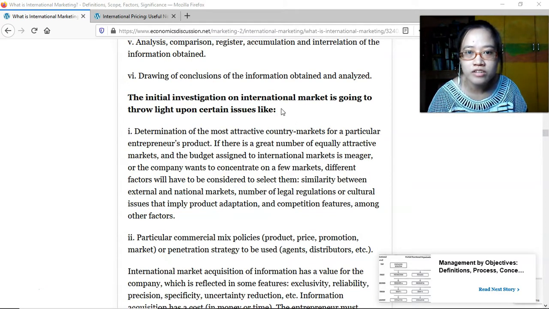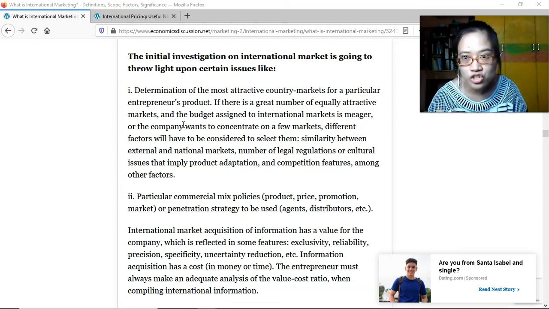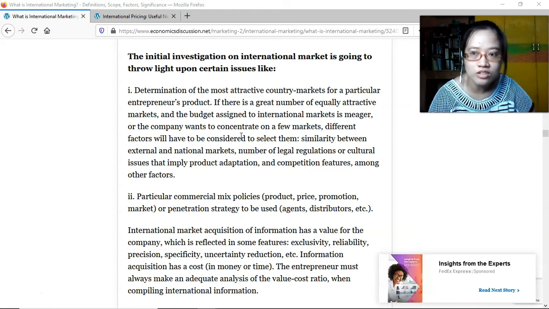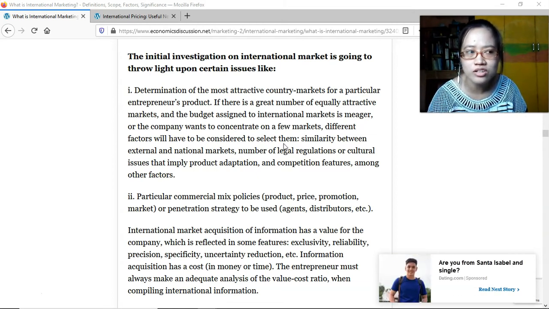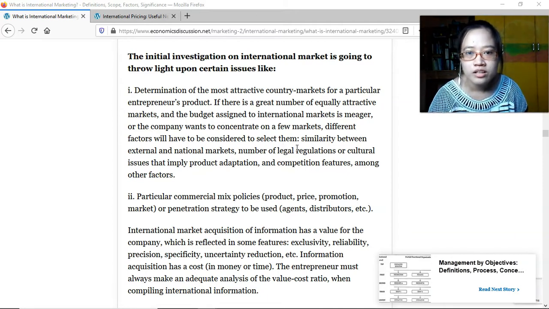Okay, after that, initial investigation on international markets is going to throw light upon certain issues like the following. So, determination of the most attractive country markets for a particular entrepreneur's product. If there is a great number of equally attractive markets, competition, you have to be aware if there is existing competition. Budget assigned to international markets is meager. Do you have enough money to support, or do you not have enough? Do you need more? Or the company wants to concentrate on a few markets. If they realize that there is already a huge market for a particular product, then they might do away with it, removing it from their portfolio of products.